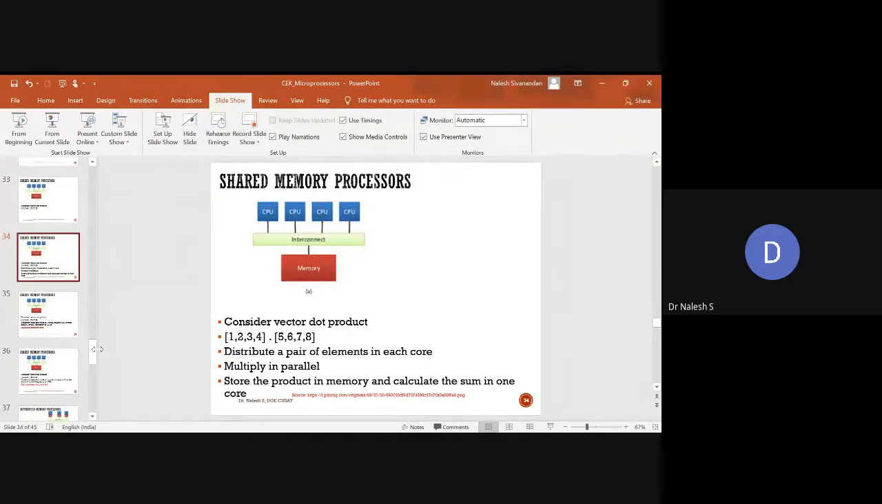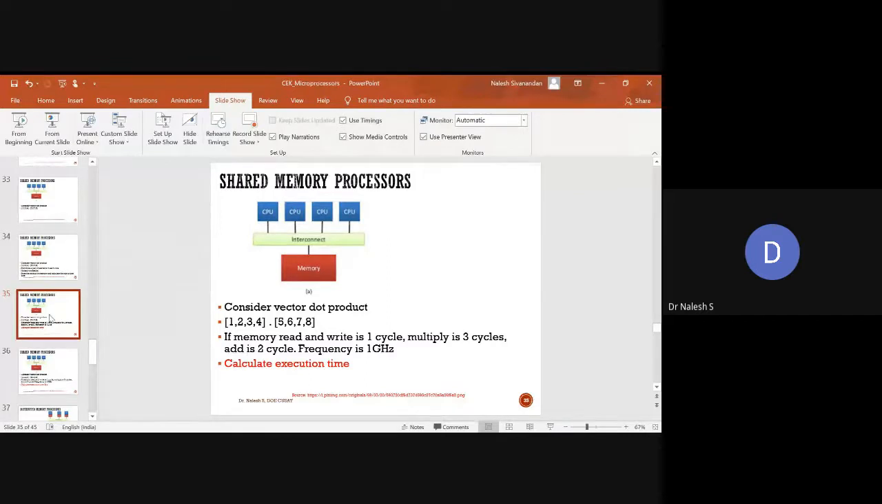So now what happened? The multiplications are all happening in parallel. Only the addition takes extra time. So let's do one exercise. Memory read and write take one cycle each, so it takes one cycle to read from memory and one cycle to write to memory, and it takes 3 cycles to multiply. So each multiplication operation takes 3 cycles, and each add operation takes 2 cycles. And your frequency is 1 gigahertz. So can you calculate the execution time?